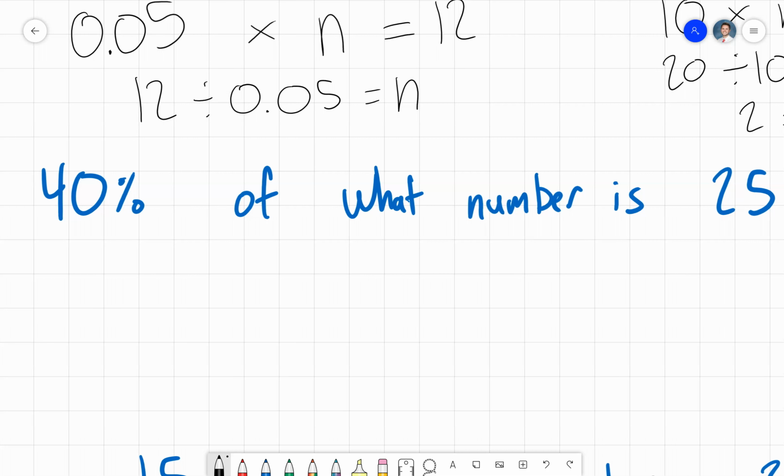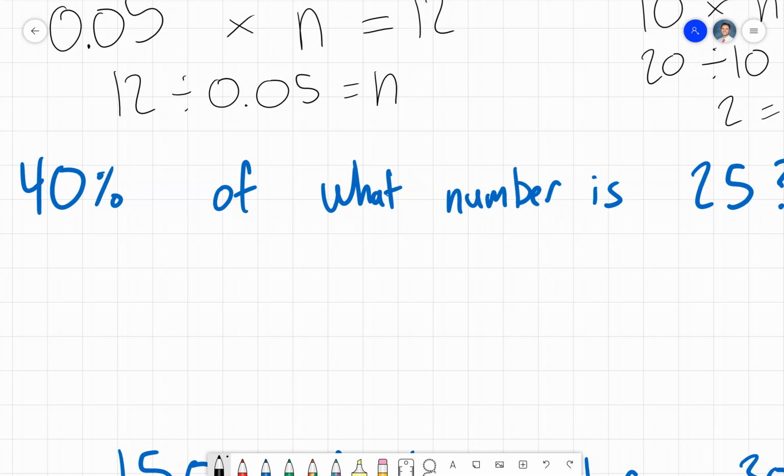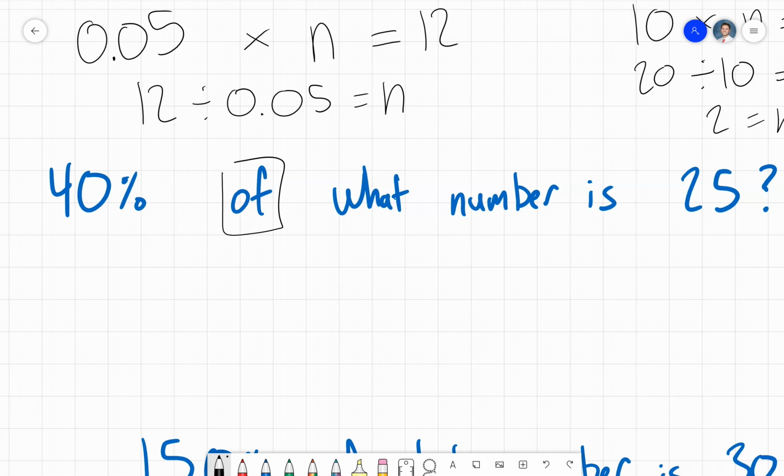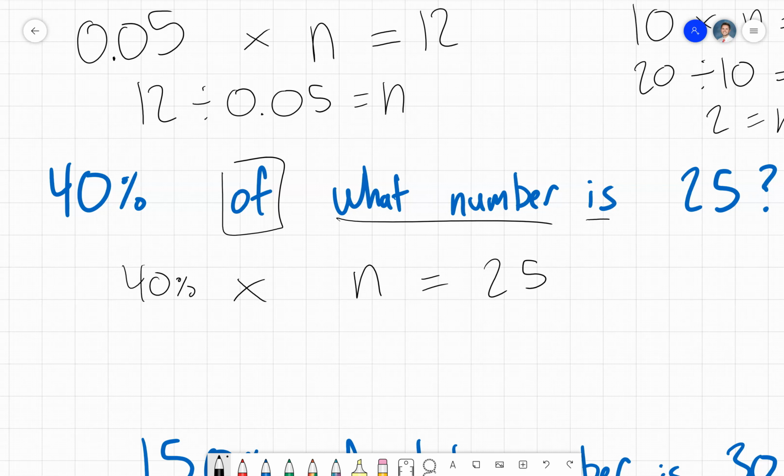All right, another one, 40% of what number is 25? So again, we'll replace "of" with multiplication. We'll replace "what number" with a variable. Again, we'll use n. "Is" means equals 25. So 40% times n equals 25. Okay, so again, we can turn 40% into a decimal here. That would be 0.4. And if we know that 0.4 times n equals 25, then 25 divided by 0.4 equals n.